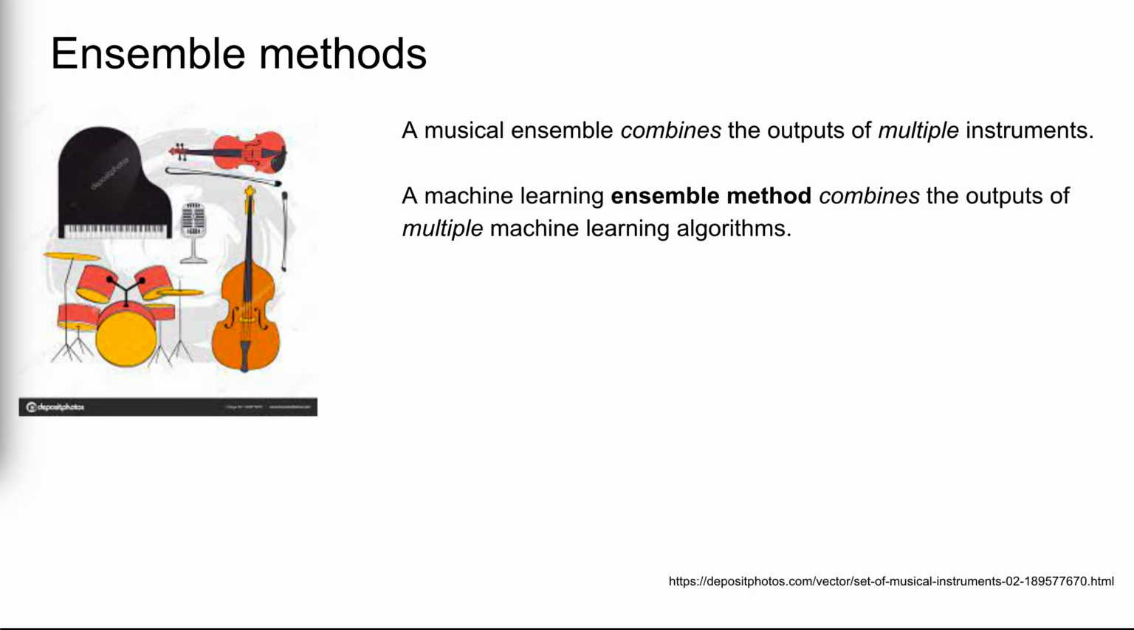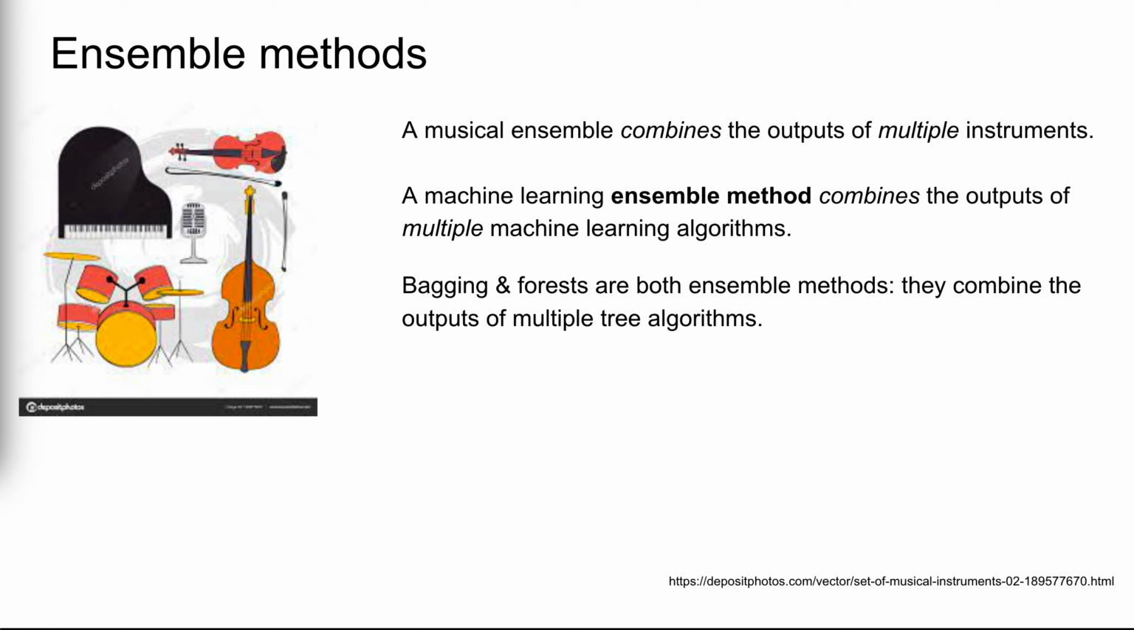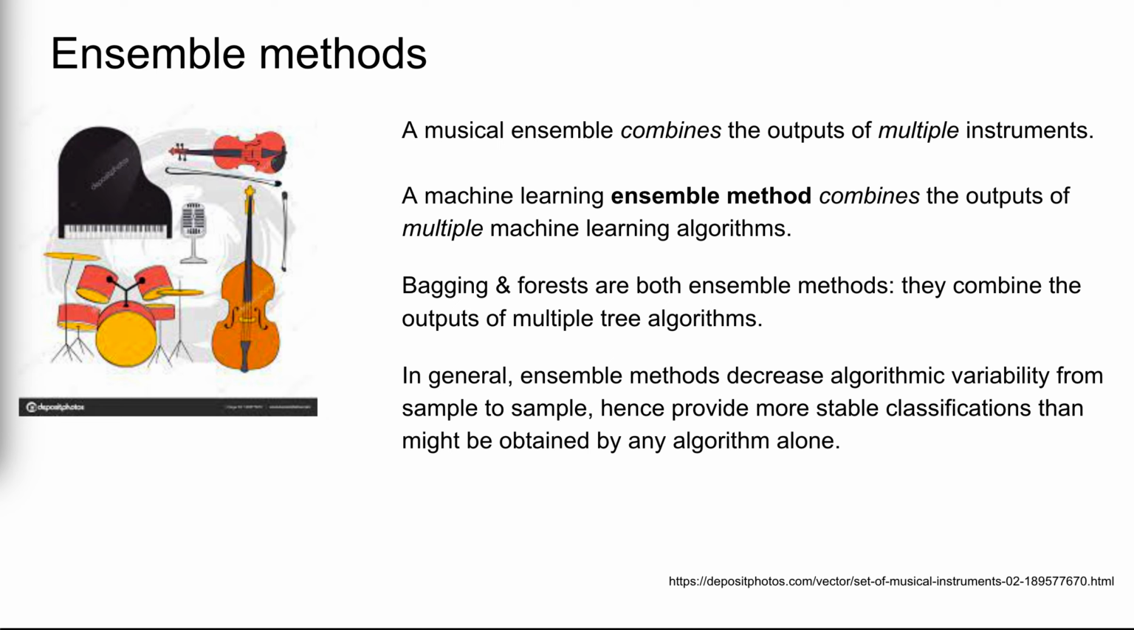Finally, forests and bagging are just two of many ensemble methods. The word ensemble might make you think of music. A musical ensemble combines the outputs of multiple instruments. Similarly, a machine learning ensemble method combines the outputs of multiple machine learning algorithms. By this definition, bagging and forests are ensemble methods. They both combine the outputs of multiple tree algorithms. And in general, ensemble methods enjoy the same benefits as bagging and forests. They decrease algorithmic variability from sample to sample, hence provide more stable classifications than might be obtained by any algorithm alone.